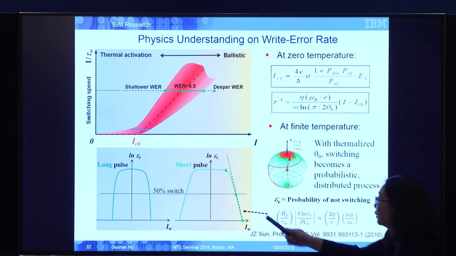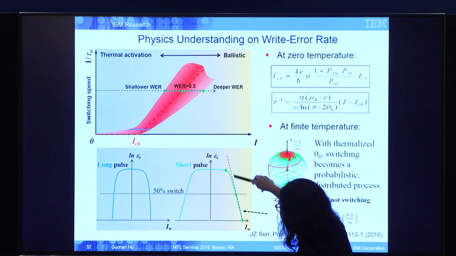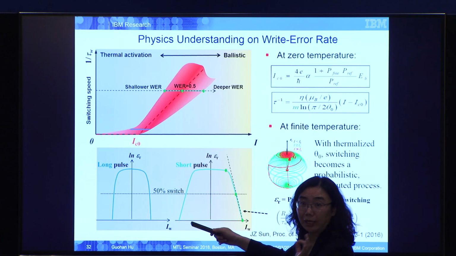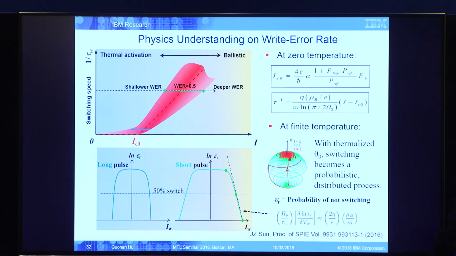So this is what we call the write error rate curve. Basically, if you want it to switch fast, you have to give it more current. But if you want to switch it more reliably, so this is the error rate, going down means more and more reliable switching, you also have to give it more current because of this randomness of the initial angle.